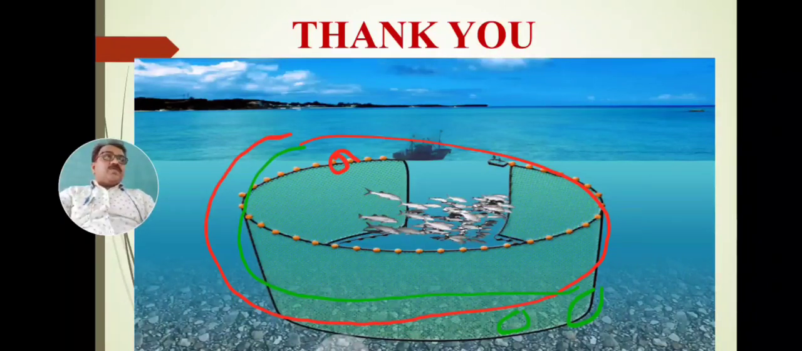With this, we can see the complete use of rampan nets. Not only rampan net is used to capture mackerel, tunas, herrings, hilsa, but also gill nets, cast net, purse seine net, beach seines, or other varieties of net, which we can see in detail in the next period. But here we have seen only the rampani nets and their operation. Yes, any problem, please ask. Thank you.